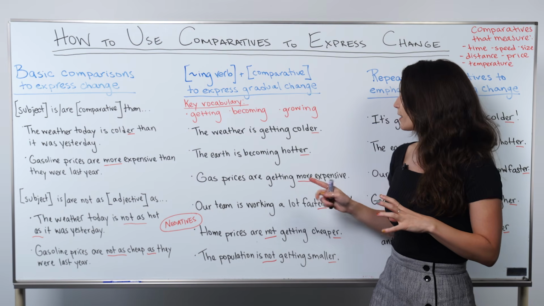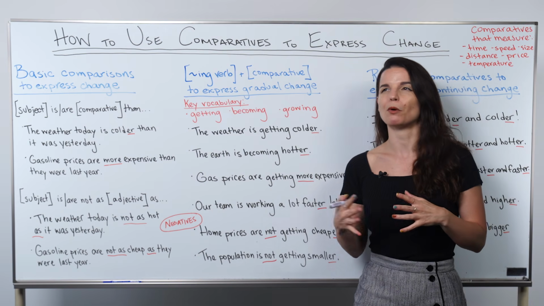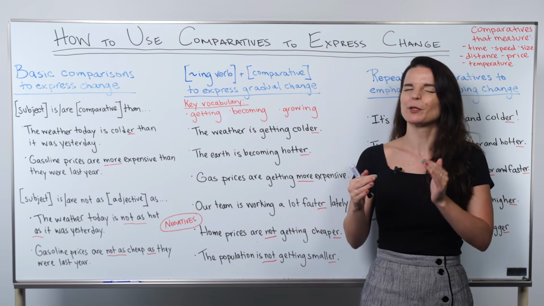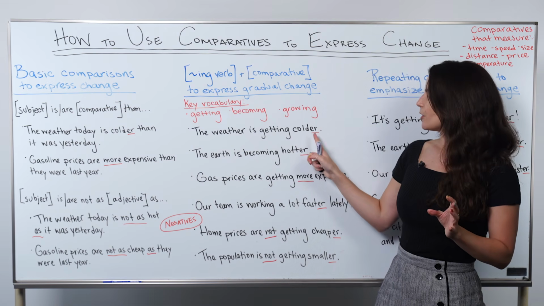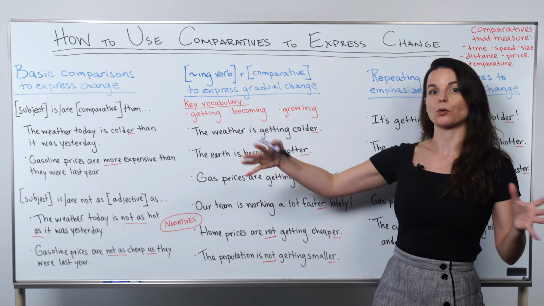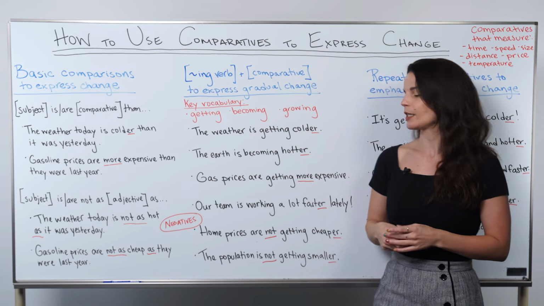Yeah? So it's kind of hard sometimes to measure these sort of abstract ideas, like more beautiful or something like that. Sometimes it's hard to measure something like that. But it's easy to measure temperature, right? Or size or price. So these are very common adjectives that we use with this pattern.